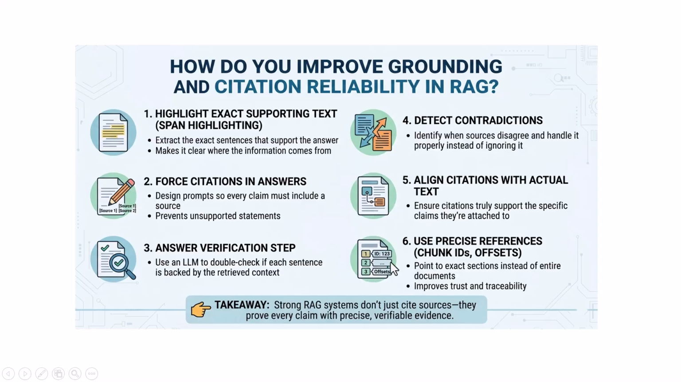And use precise references like chunk IDs, offsets. That is, point to exact sections instead of entire documents. This can improve trust and traceability. So the takeaway is strong RAG systems don't just cite sources. They prove every claim with precise, verifiable evidence.